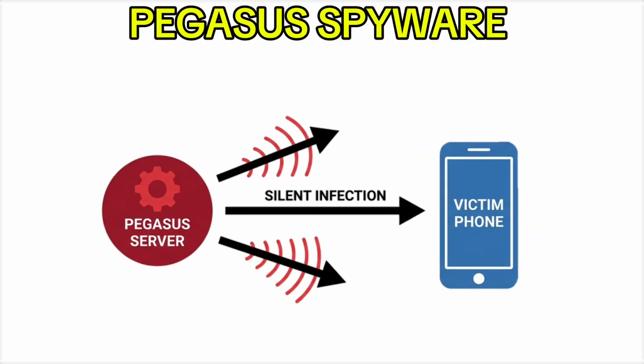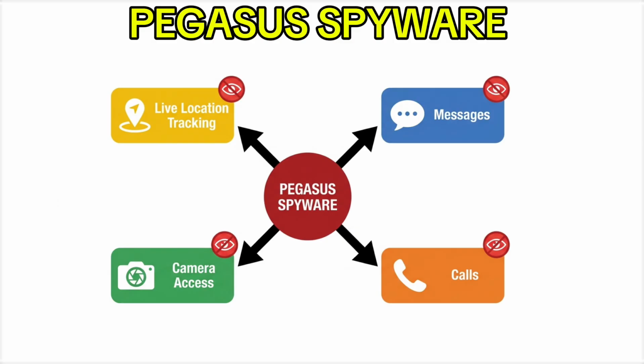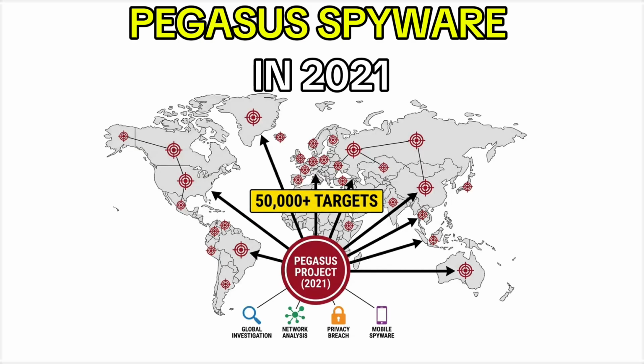Pegasus can infect your phone without you clicking anything at all. This is called a zero-click attack. Once inside, it can read all your messages, listen to your calls, turn on your camera, and track your location in real time. In 2021, a global investigation called the Pegasus Project revealed that this spyware had been used to target over 50,000 people worldwide.